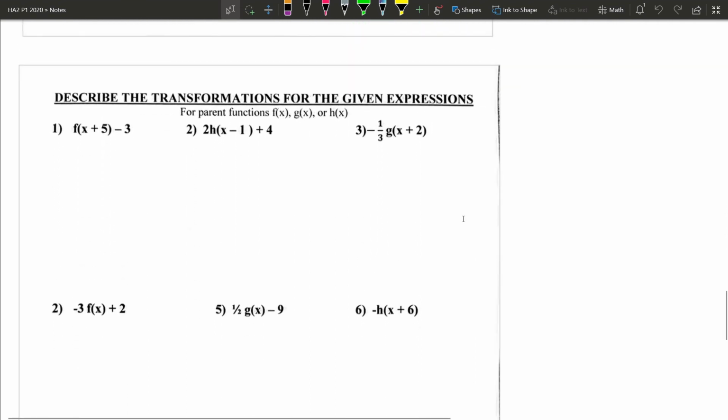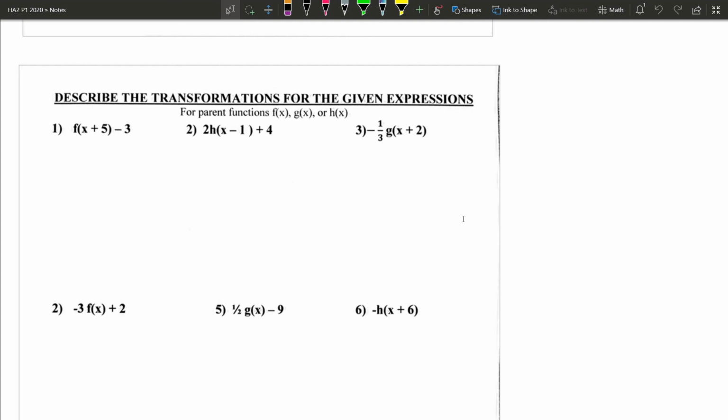We're going to describe the transformations for the given expressions for the parent functions f of x, g of x, or h of x. So we've done it where it was super obvious what was going on. This to me is a little bit more challenging because it's a different format than what you've seen, okay? It's not any different mathematically, but the form is a bit different.